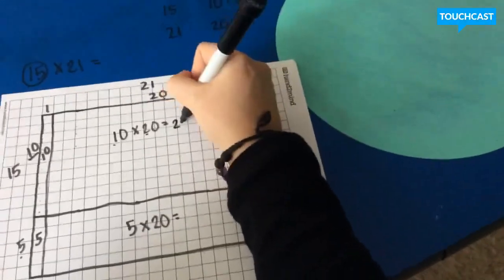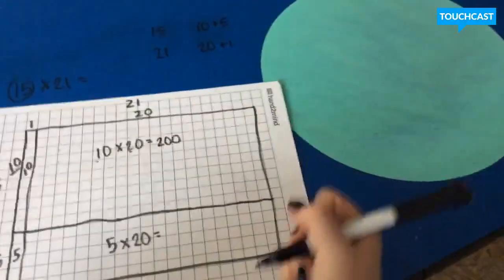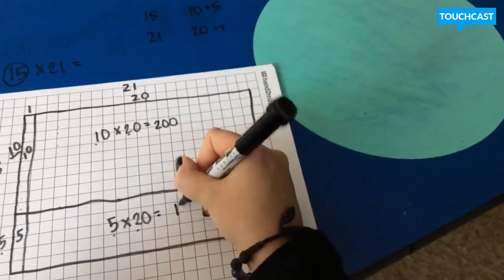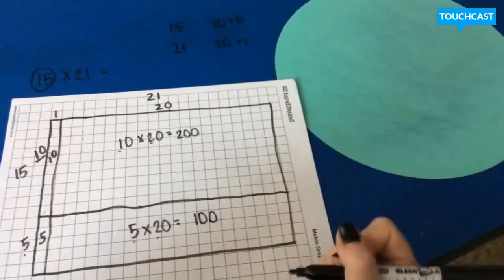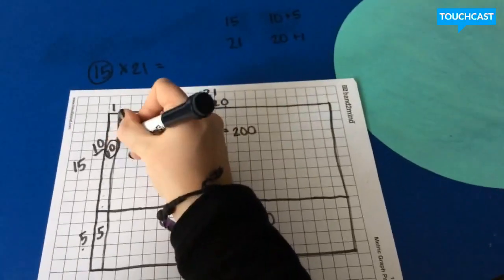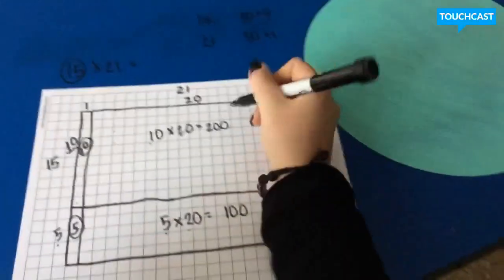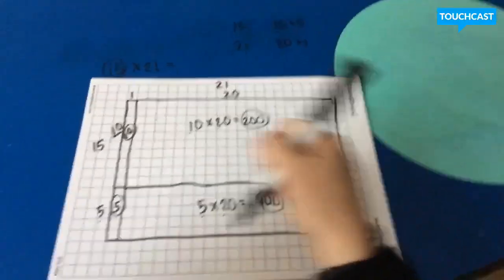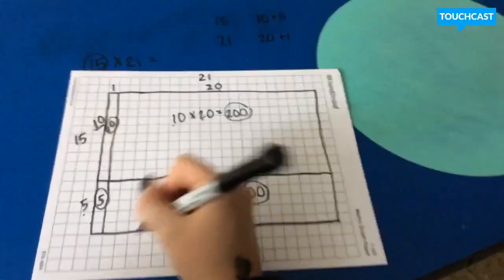So this would be 200. And we have 5 times 2, which is 10, and add our 0 in. Okay, so my partial products are 10, 5, 200, and 100. So I'm going to have to add up all of those to find my final.